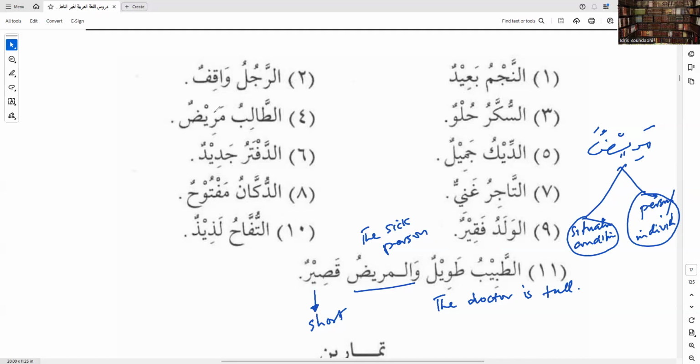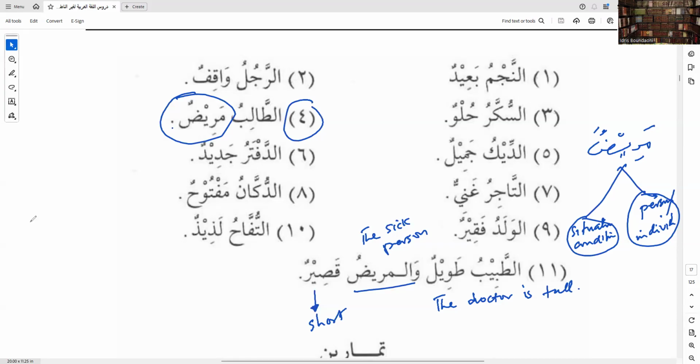But in this sentence, up there, number 4, we have الطالب مريض. The student is sick. So here we are talking about a condition. So the word marid can be used to refer to a condition or a situation of health. That means it's not good. And then the person, right, who is sick.